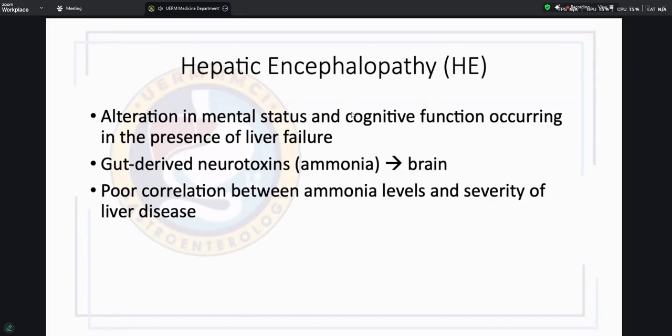What happens here is that the gut-derived neurotoxins are not removed by the liver because of vascular shunting and decreased hepatic mass. Instead, they bypass the liver, where they are supposed to be detoxified, and they reach the brain. Despite this, there is a poor correlation between the ammonia levels and the severity of liver disease. So getting the ammonia levels is not actually a good diagnostic test to check for hepatic encephalopathy and even to monitor the progression or improvement.